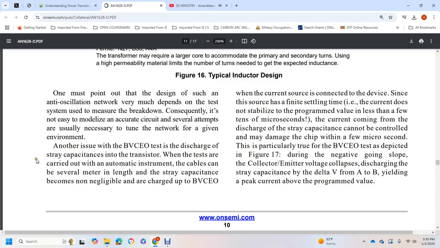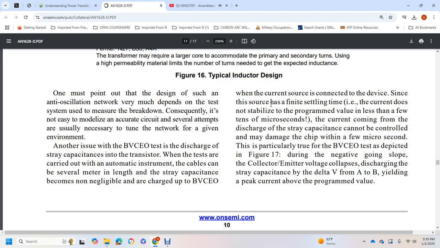The tests are carried out with automatic instrumentation, capable of cables several meters in length, whose capacitance becomes non-negligible and charges up to the BVCEO. When the current source is disconnected from the device, if the source has a finite settling time, the current does not stabilize to programmed values in less than a few tens of microseconds.